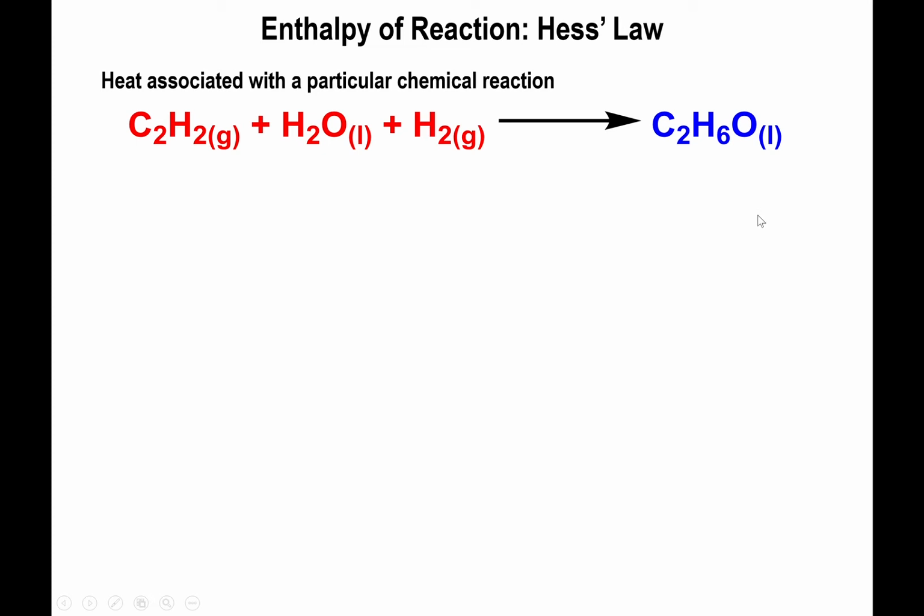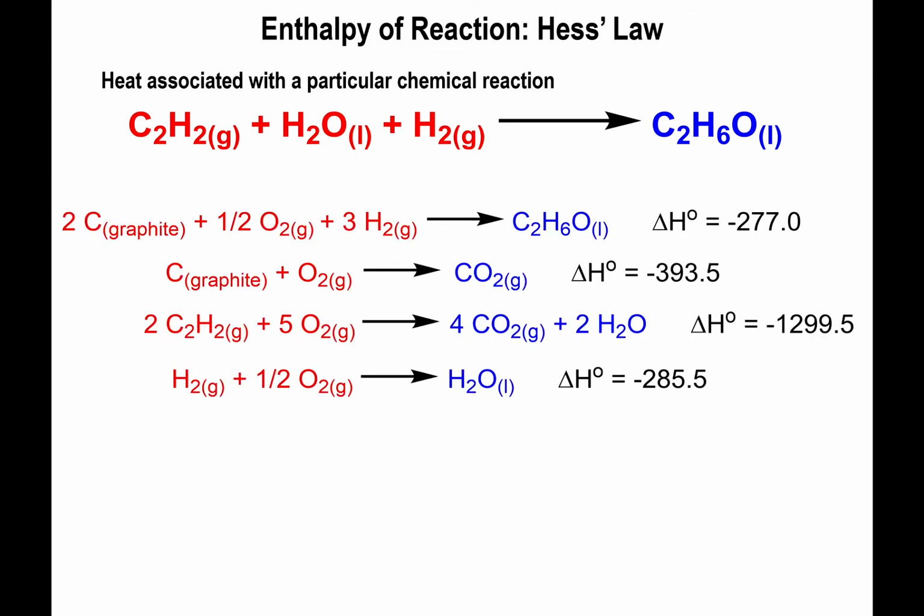Now, if you're given the delta H's of formation for all of these reactants and the product, you can use that to find the enthalpy of this reaction. But in some instances, you might not have that information. Instead, you might have a series of reactions for which you do know the delta H's for each one of the reactions given. But none of the reactions shown is the reaction that you're interested in.